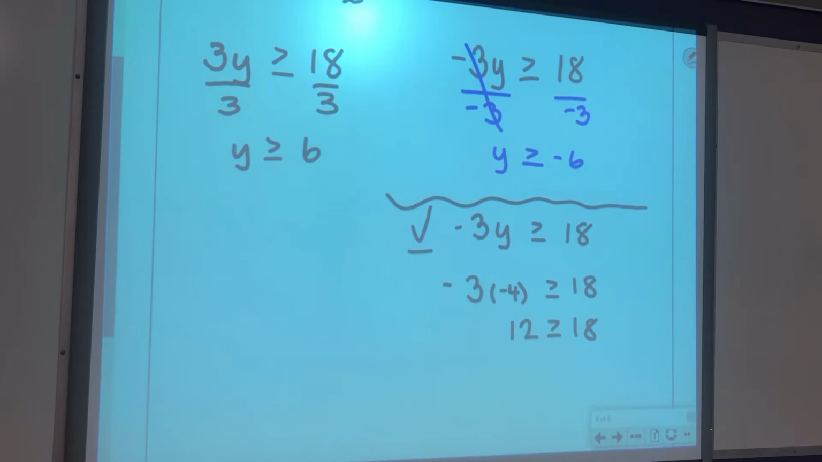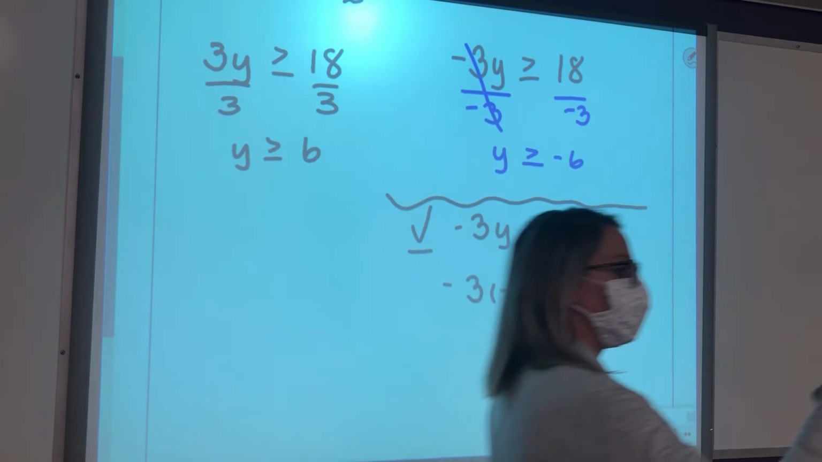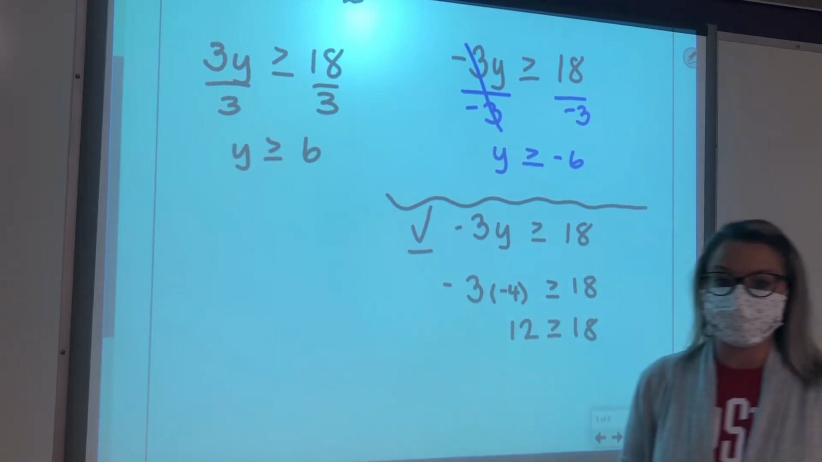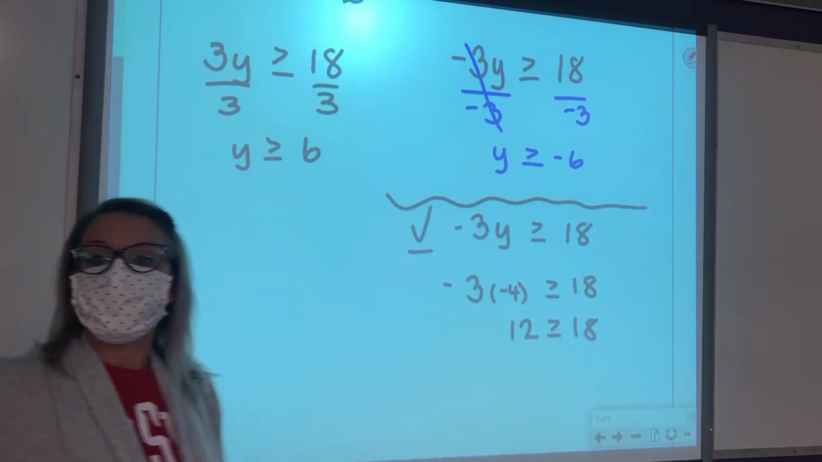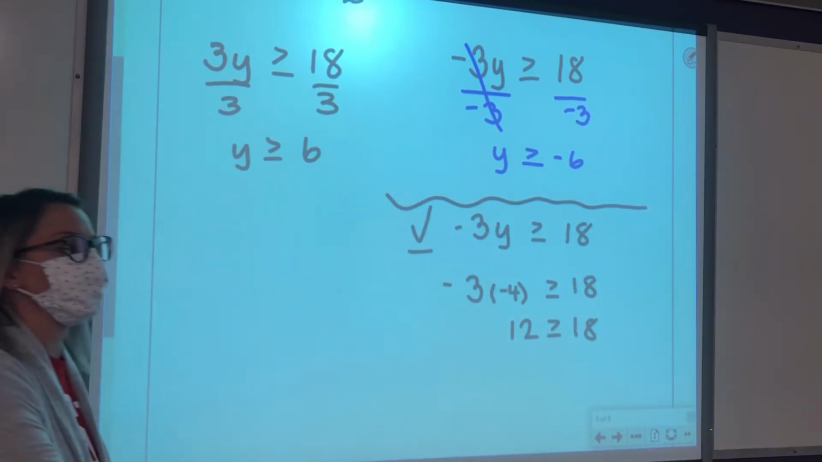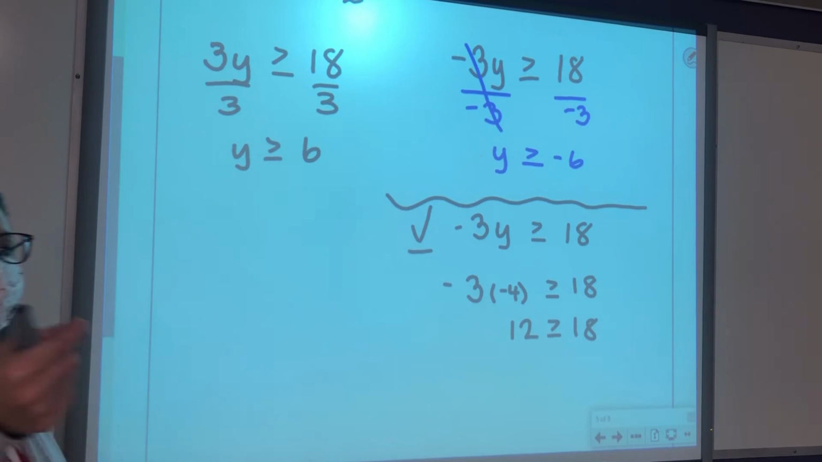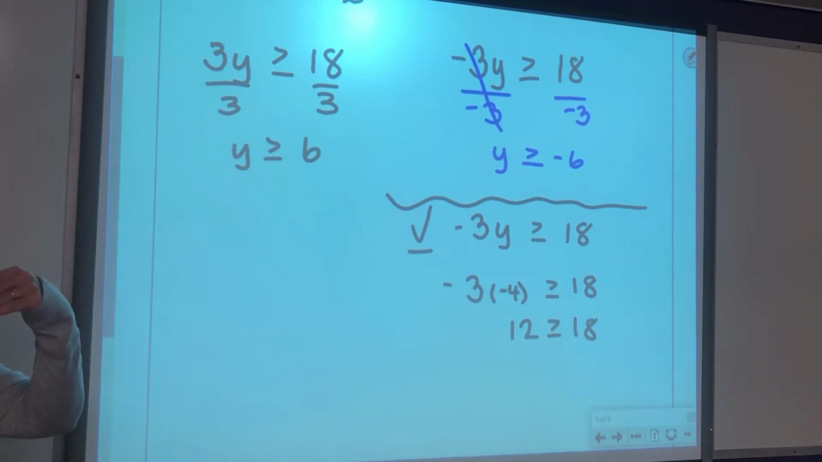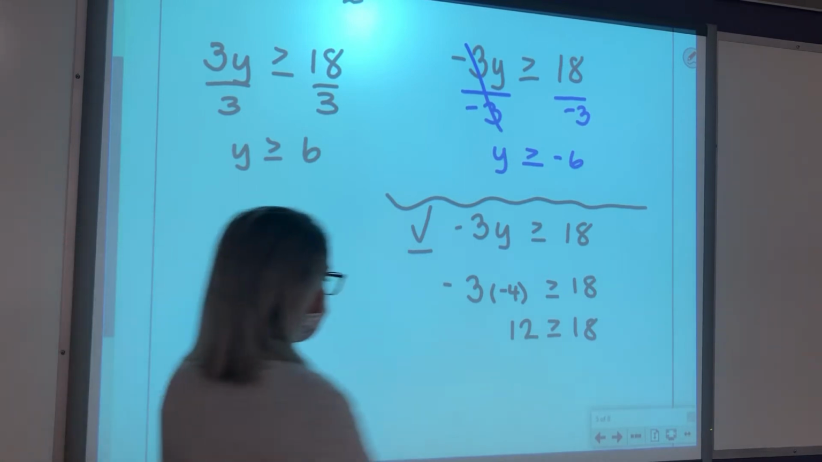Can you flip the sign if it's negative? Negative also means what? The opposite. Very good. Negative tells you that you have to do the opposite. So instead of having a greater than symbol, when you divide by a negative, you have to use the opposite. So what does that do to our sign? It flips our inequality symbol.